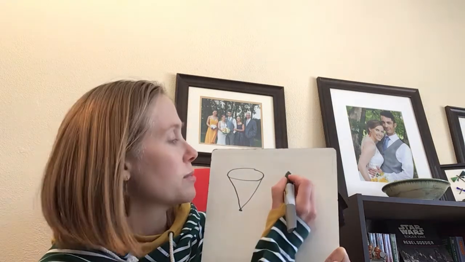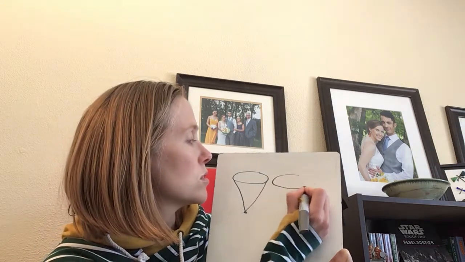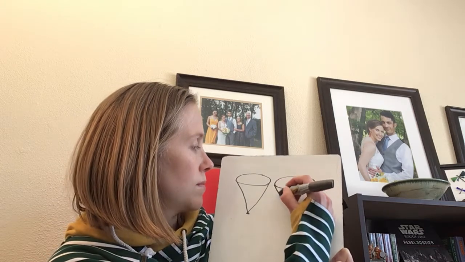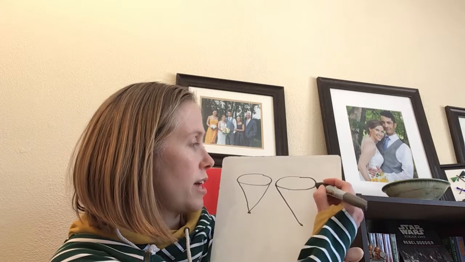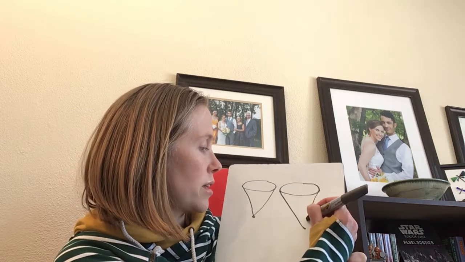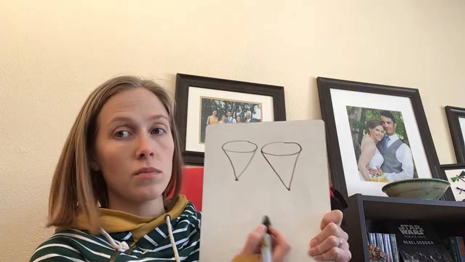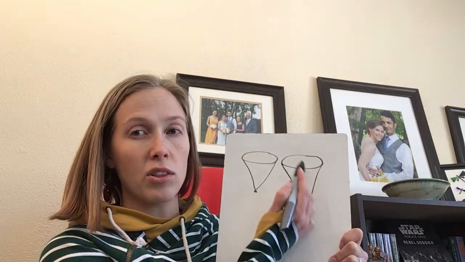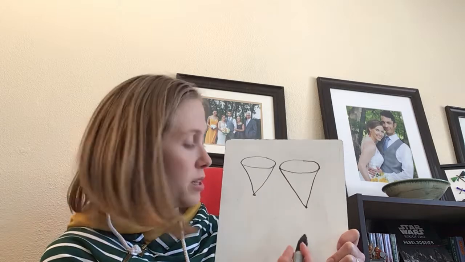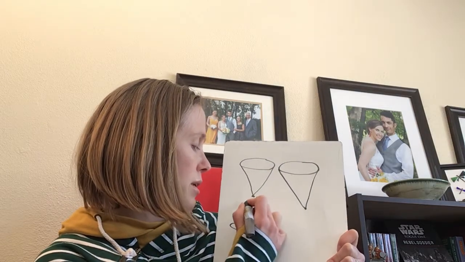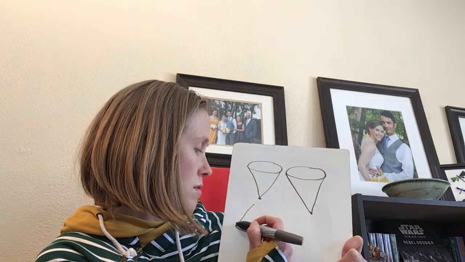Go ahead and practice making some cones. An oval, a dot, go to the edge, draw a straight line to the dot. Now I could do this the other way. Instead of having the oval at the top, I can put the oval at the bottom, put a dot above, and connect.